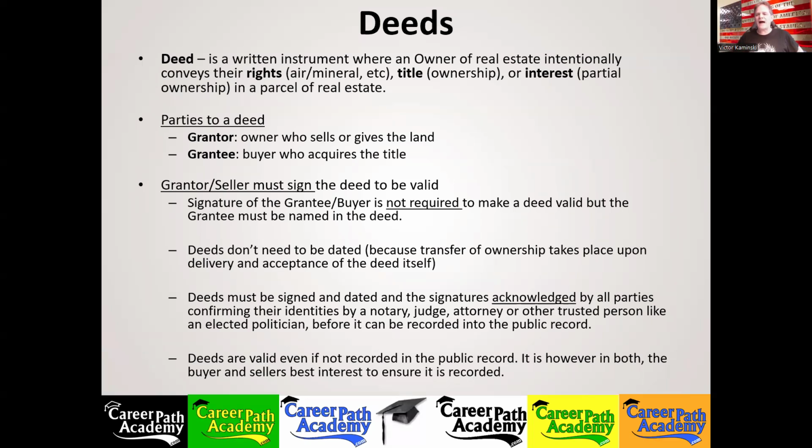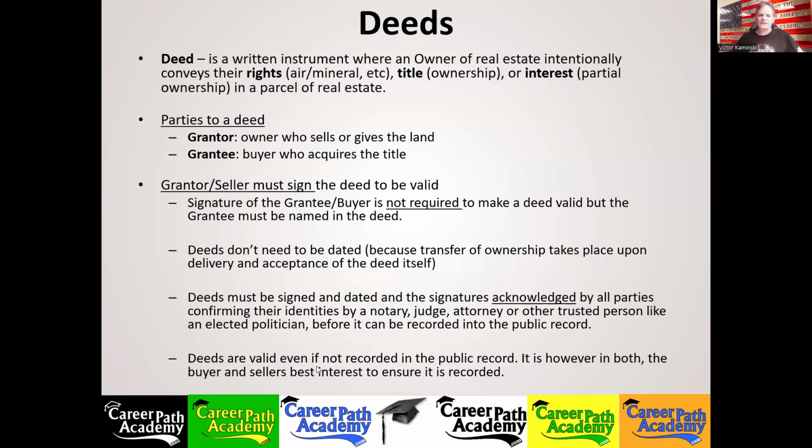However, before a buyer can record their deed in the public records, they need to sign it and their signatures need to be acknowledged. An acknowledgment is basically a notary, judge, attorney, or an elected politician confirming that they know who you are, or they check your identification before you sign a document, to ensure that those signatures are genuine, to prevent forgeries. So deeds have to be signed and dated, and the signatures acknowledged by all parties.